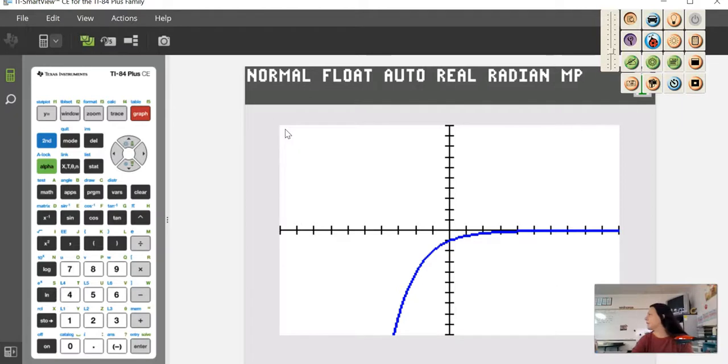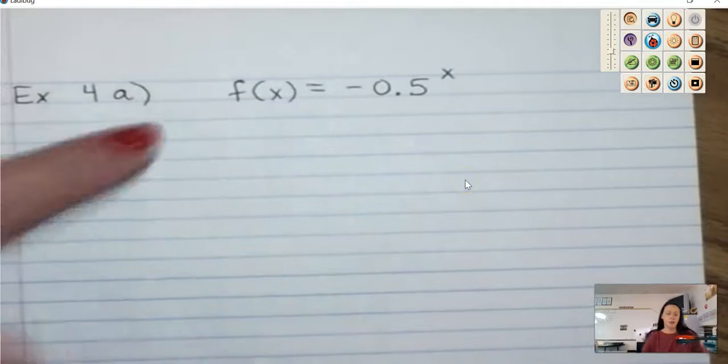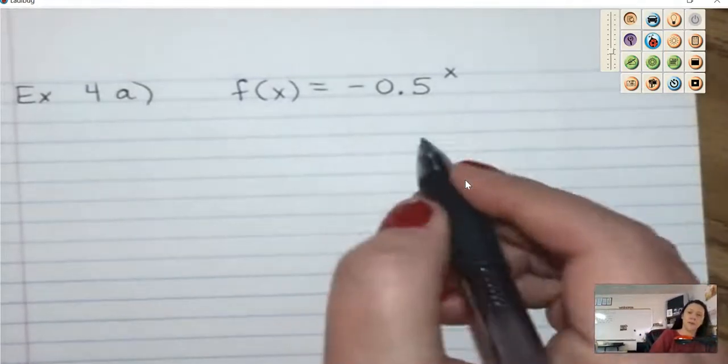Is there anyone that was absent yesterday? Everybody knows how to do this? Okay, so there's our exponential graph. Then using this graph and the equation, we're going to come up with the different values.